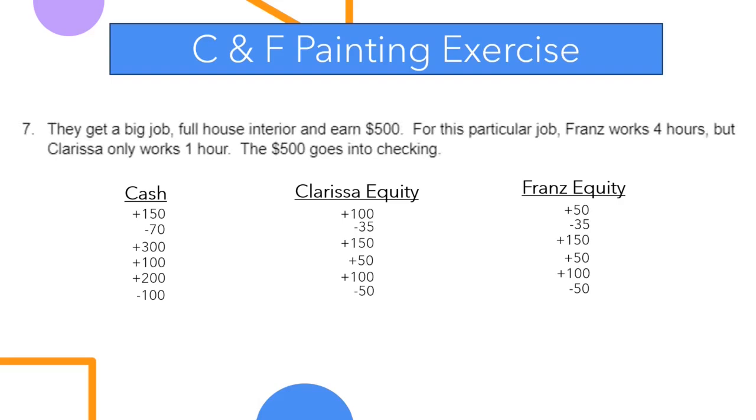The next transaction is a little bit trickier. They earn $500, so cash goes up 500. However, in this job, Franz works 4 hours and Clarissa only works 1 hour. If we divide that up by man-hours, Franz deserves more than Clarissa does. So $500 for 5 hours means $100 an hour. Clarissa worked 1 hour, so she gets 100. Franz worked 4 hours, so he gets 400. So this one divides up a little more tricky.